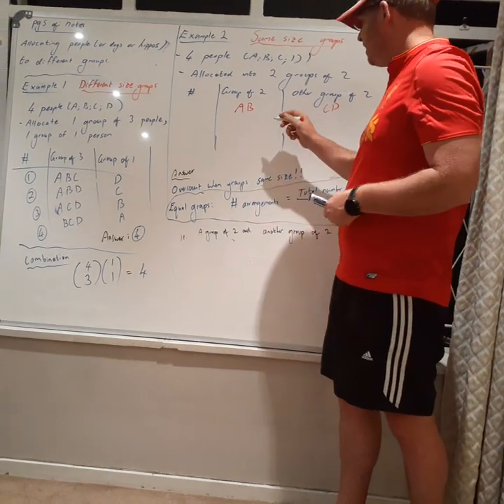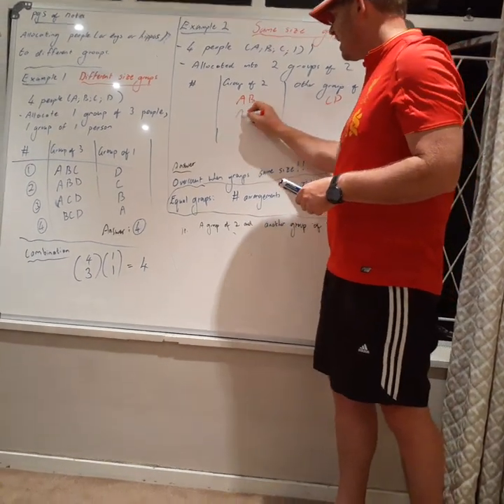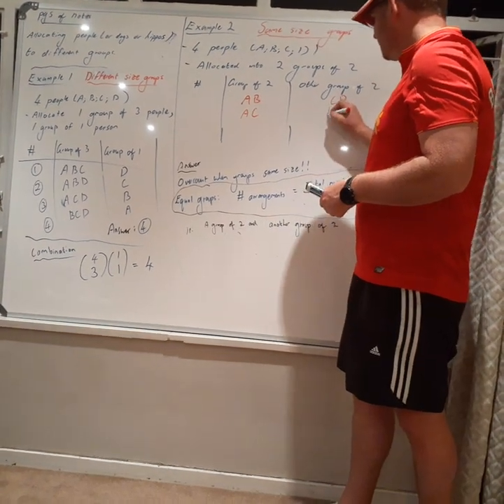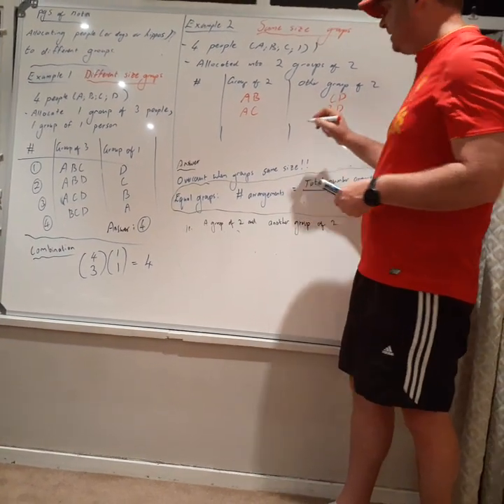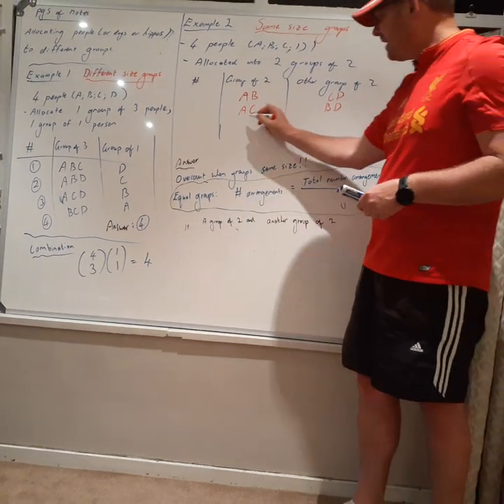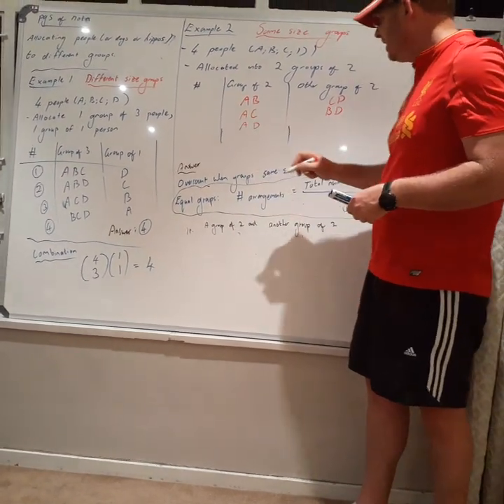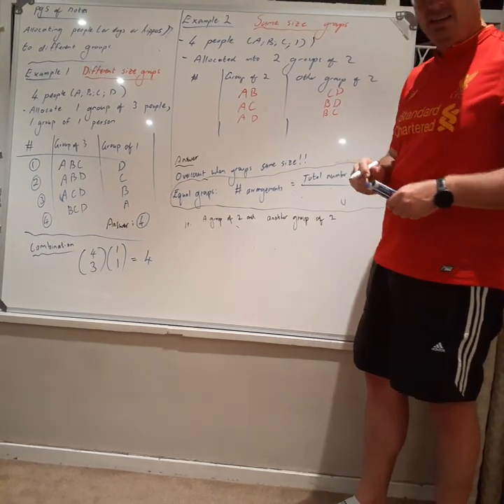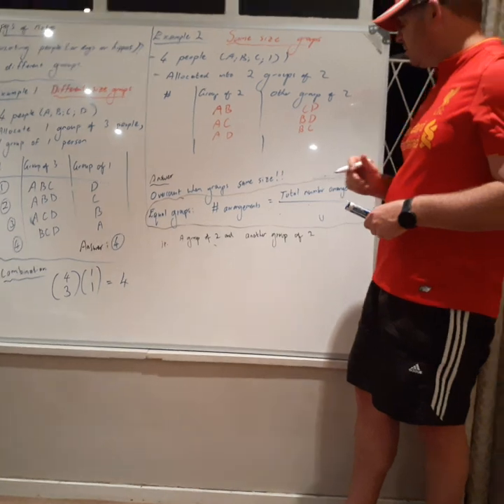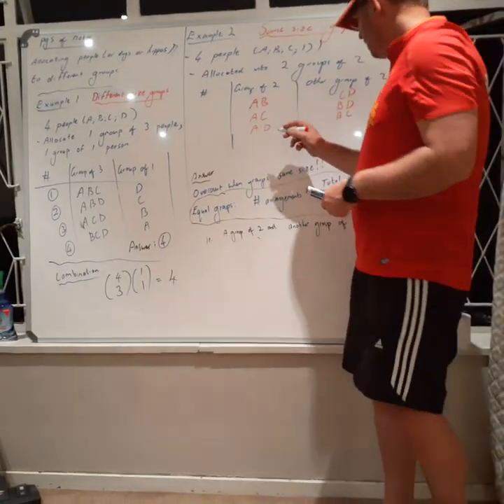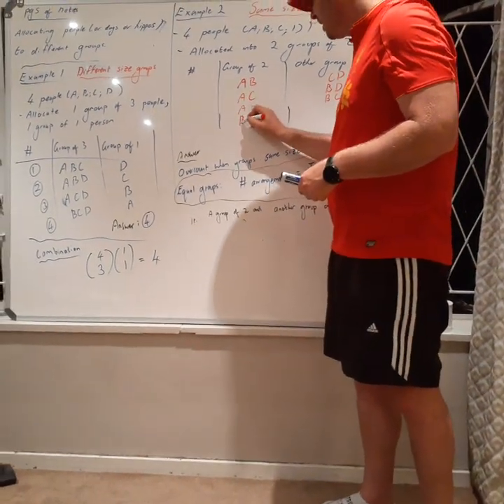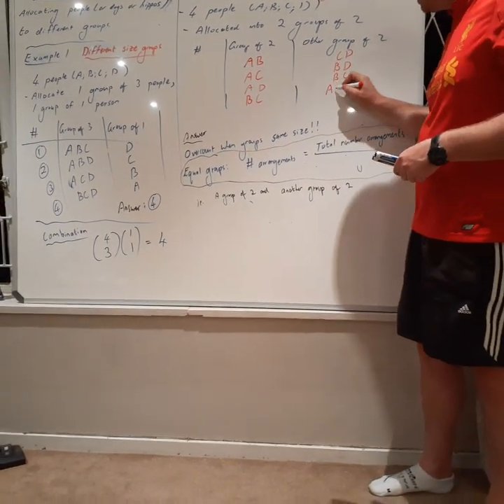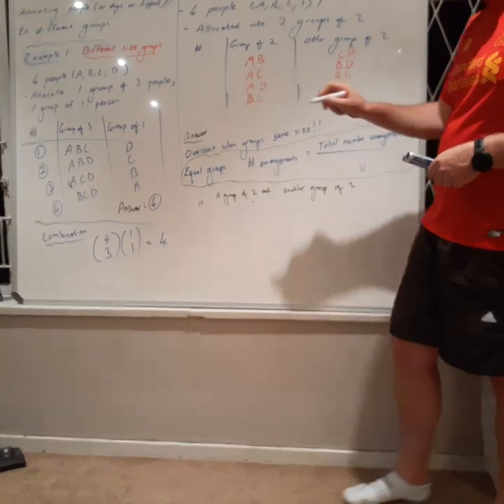Okay. Then you could have A and C in this group, which leaves us with B and D in that group. And then we could have A and D in this group, which leaves us with B and C in that group. So we've done everything with A. Then we could start with B, and we can have B and C in the first group, which leaves us with A and D in that group.